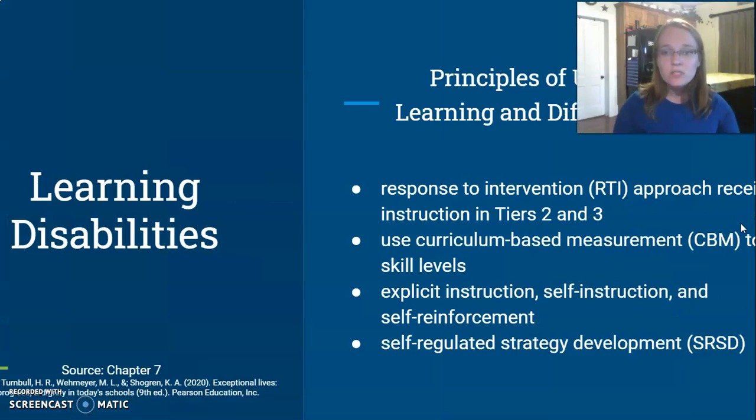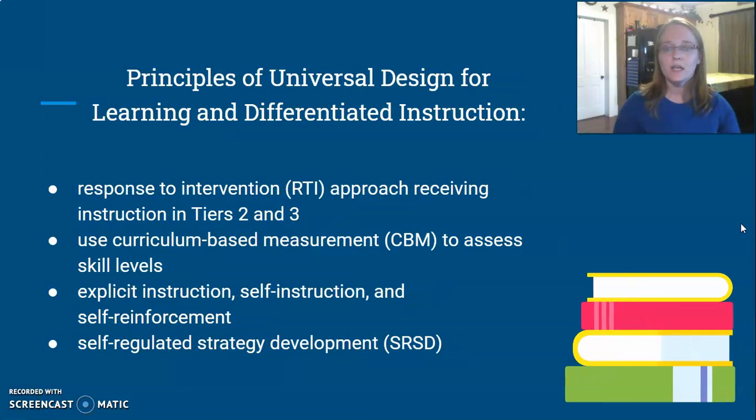Ways in which we can approach this is by providing pre-tests, exams that introduce the information to them, response to intervention approaches, receiving instruction at the tier 2 or 3 level, organizational skills, color coding, all of which can help students in this area.